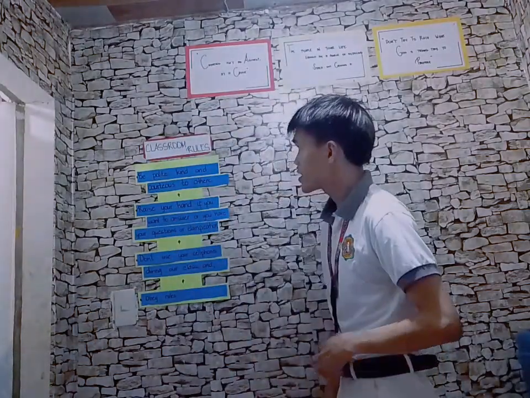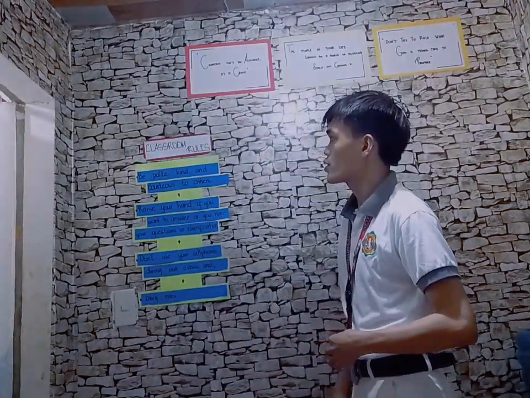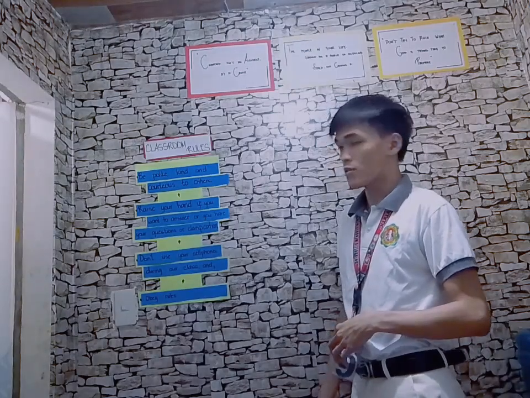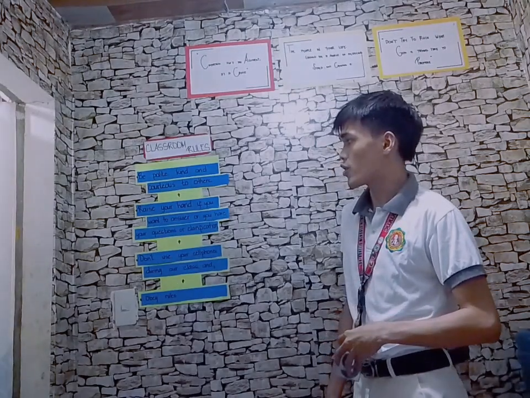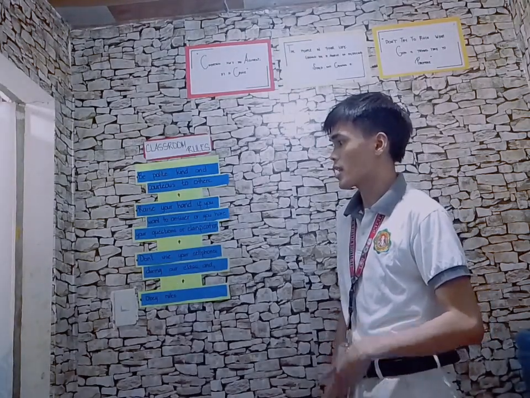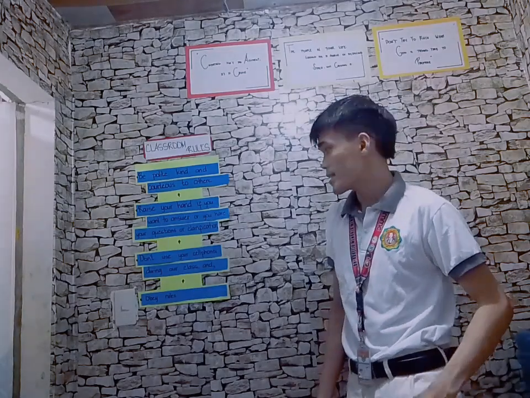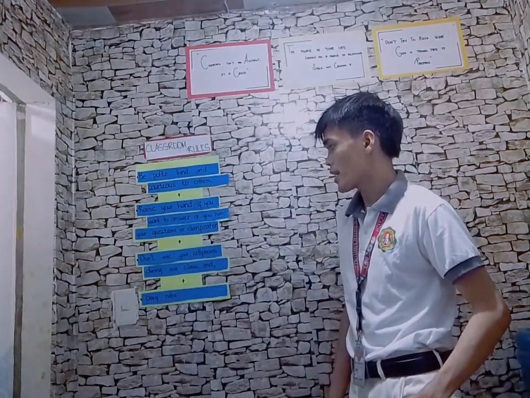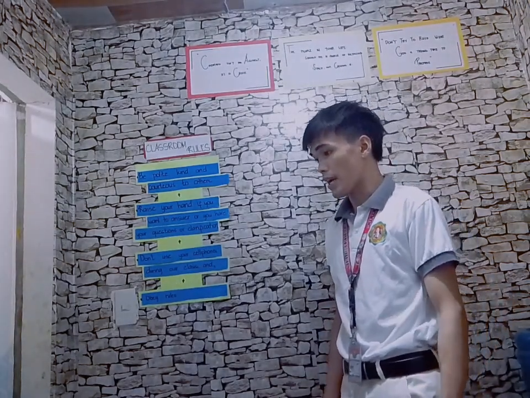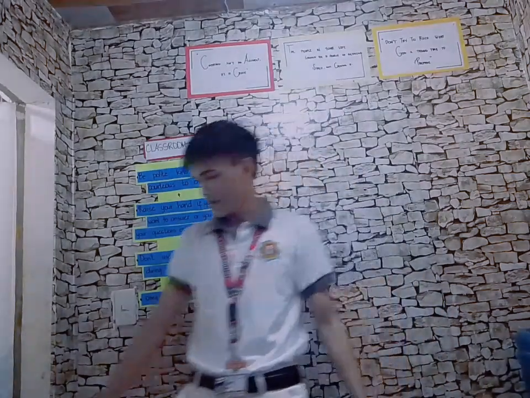Classroom rules. First, be polite, kind, and courteous to others. Second, raise your hand if you want to answer or you have questions or clarifications. Next, don't use your cell phones during our class and obey the rules.